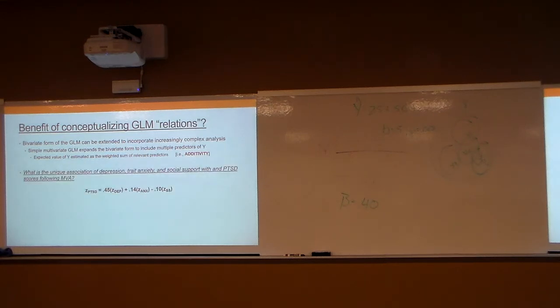So if I go through and ask, what's the unique association of depression, trait anxiety, and social support with PTSD scores in survivors of traumatic accidents, right? What I've got here in my standardized form is my standardized outcome, and then a coefficient for depression that represents the unique association of depression with PTSD, and then for my anxiety score, and then social support here.